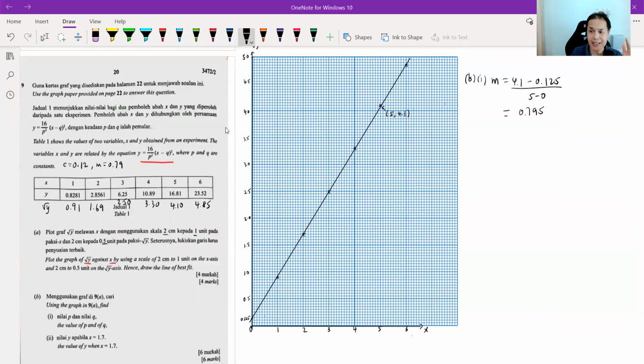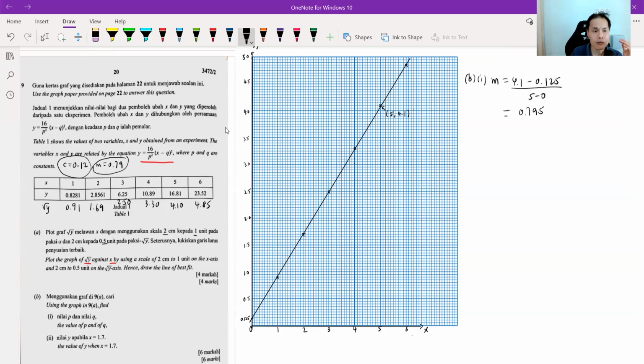0.795. I think this is the closest I can get, because my answer is my gradient is 0.79. I got 0.795, very close. My y-intercept is 0.12. I got 0.125. That's super close already. Yeah, but if you get 0.1 or 0.15 for the y-intercept, I think it's fine. Okay, next I want to find the value of P and Q.